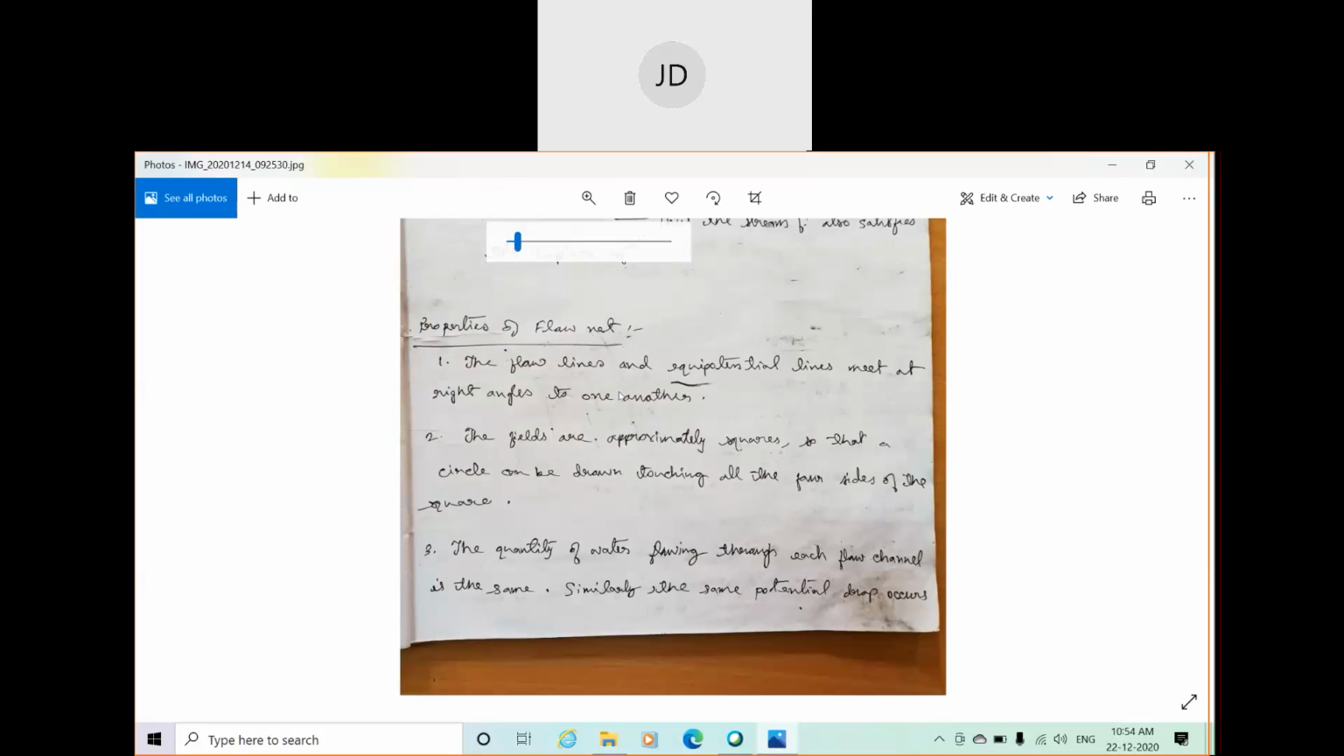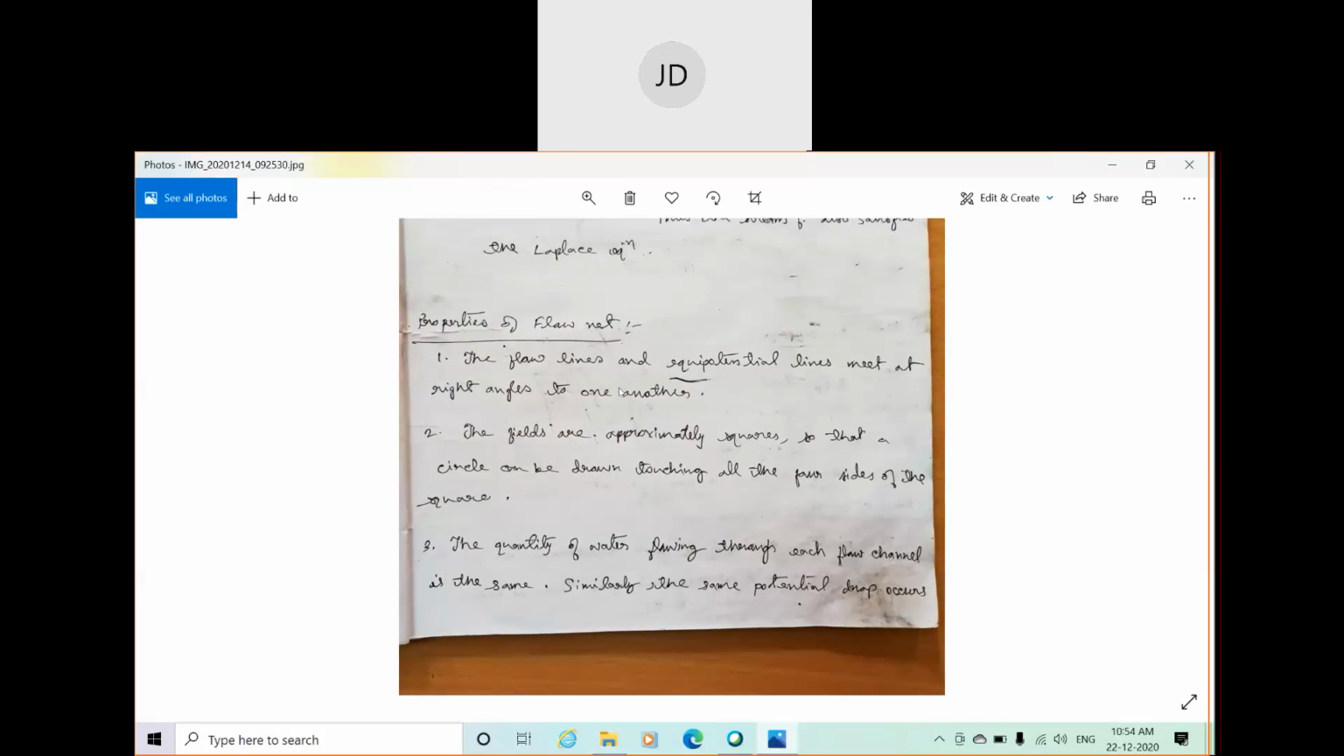Okay, so the properties of flow net are given here. The first one is what? The flow lines and equipotential lines meet at right angles to one another. That is already discussed. They look like a square net. So the lines meet at right angles to one another.